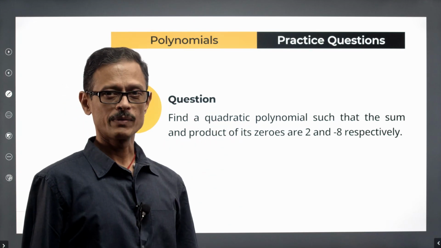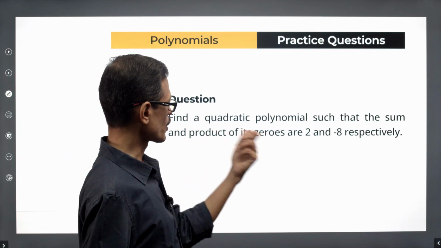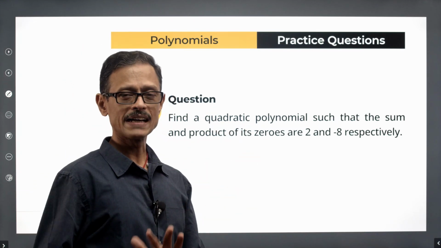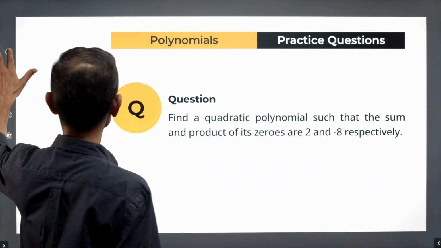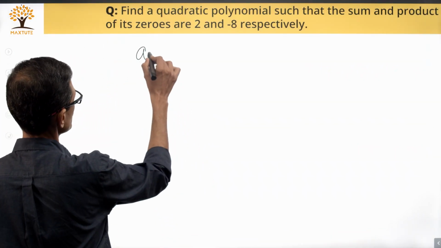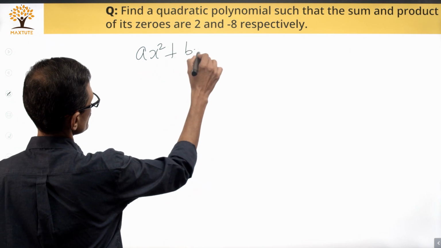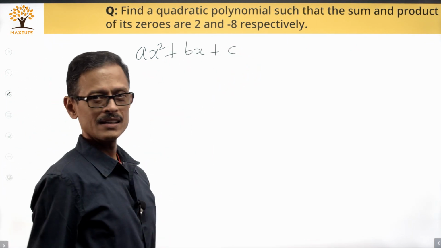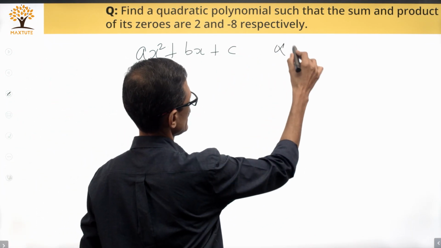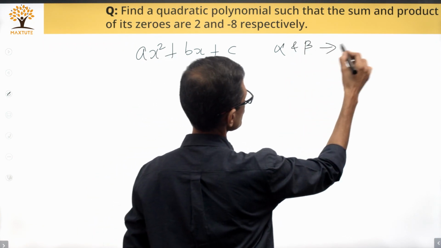Find a quadratic polynomial such that the sum and product of its zeros are 2 and minus 8 respectively. A quadratic polynomial in its generalized form will be of the form ax square plus bx plus c. Let us say the zeros of this polynomial are alpha and beta. These are the zeros of this polynomial.